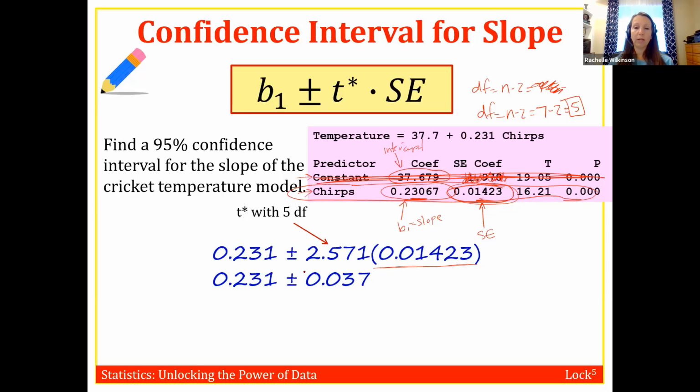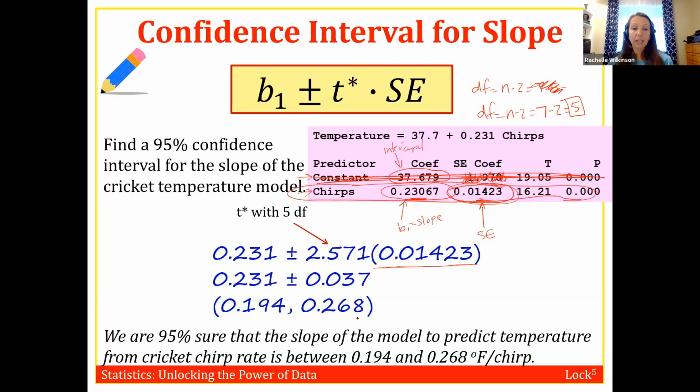Then I take that 0.231 and I add and subtract the 0.037, which gives me a confidence interval that goes from 0.194 to 0.268. So I would say we're 95% confident that the slope of the model to predict temperature from cricket chirp rate is between 0.194 and 0.268 degrees. Well, degrees per chirp. So it's the slope value. All right, so that's how we're going to do confidence intervals on the slope.